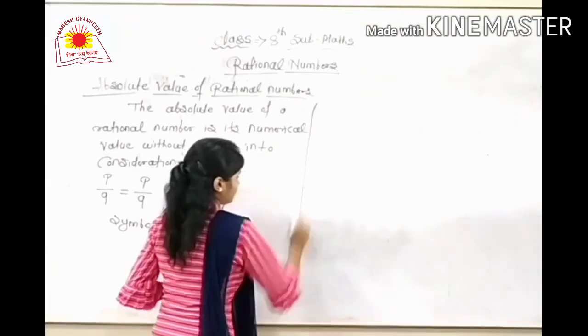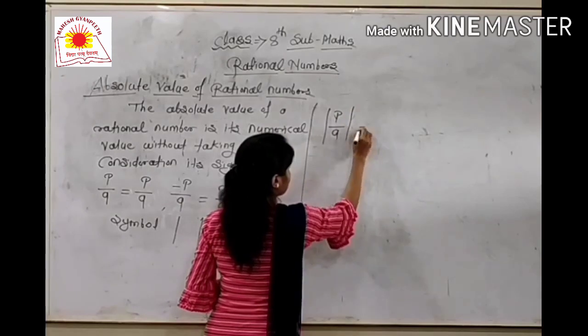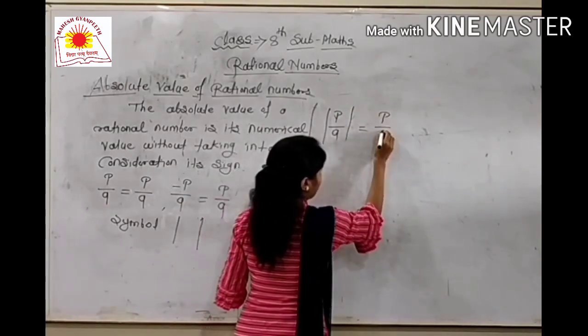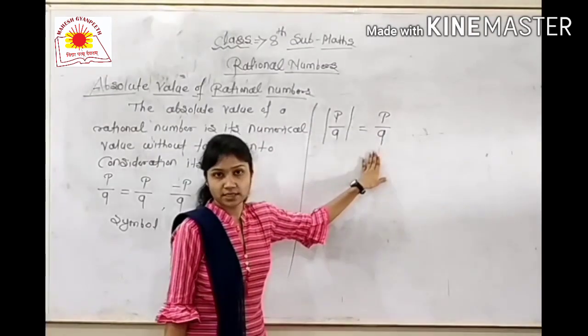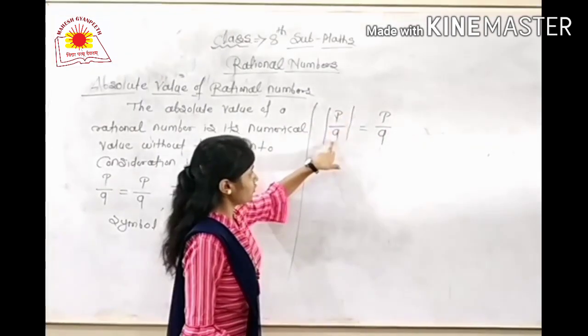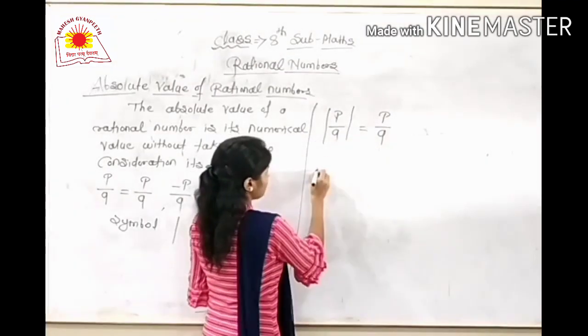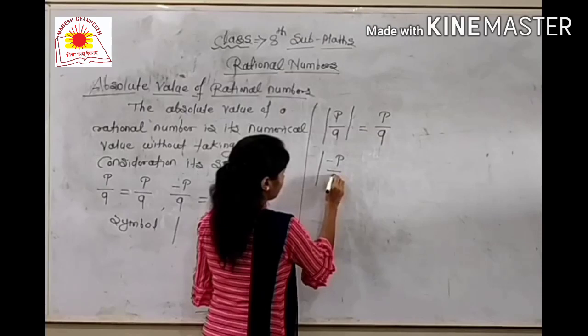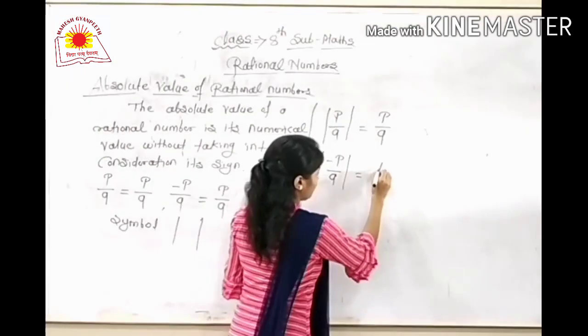Here, properly, the absolute value of p upon q is what? It is p upon q. When you write the absolute value, don't forget to use this symbol. The absolute value of p upon q, a positive rational number, is p upon q. Another one: the absolute value of minus p upon q is what? For a negative rational number, the absolute value is also positive.